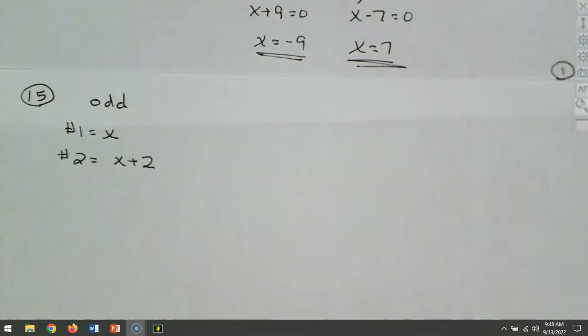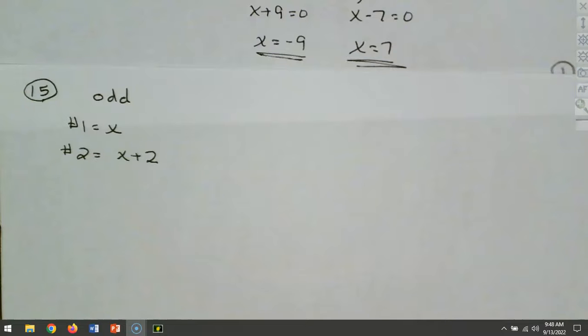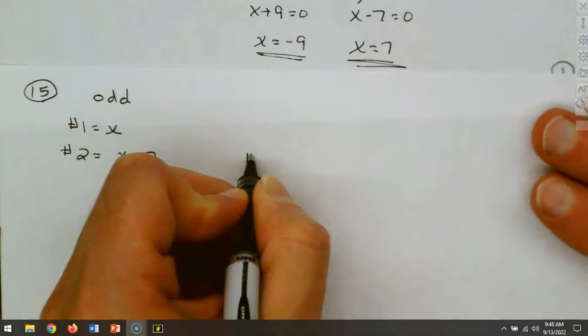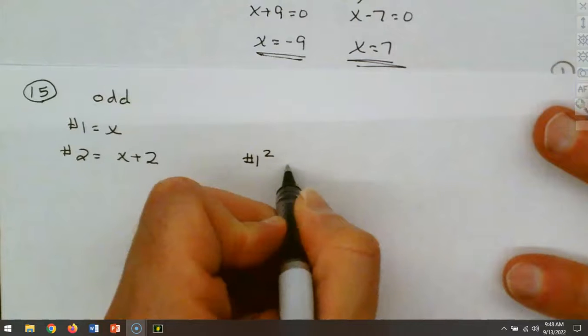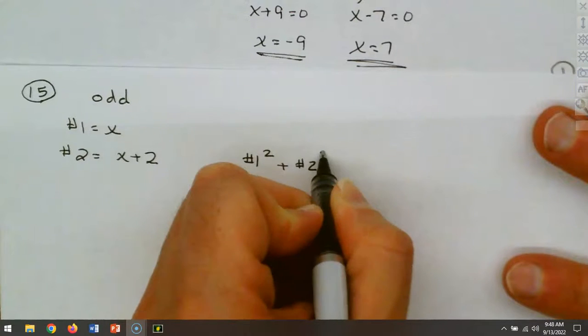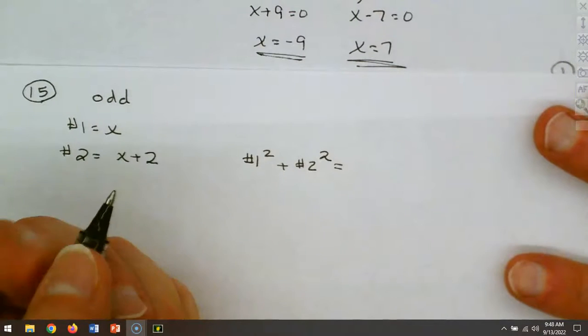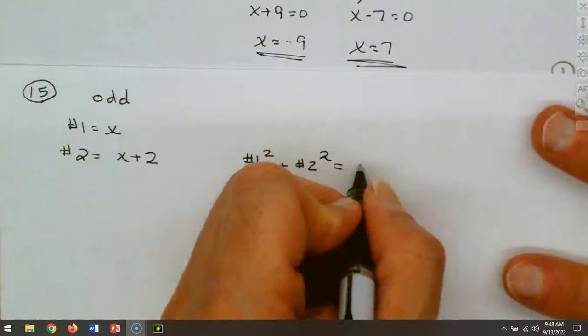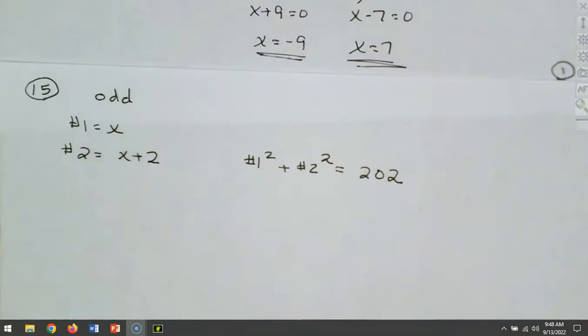And what are we looking for? We are looking for the sum of the squares. So that means that we need the first number squared plus the second number squared equals now 202. Is everyone okay with that so far? Does everyone see where I got that from?